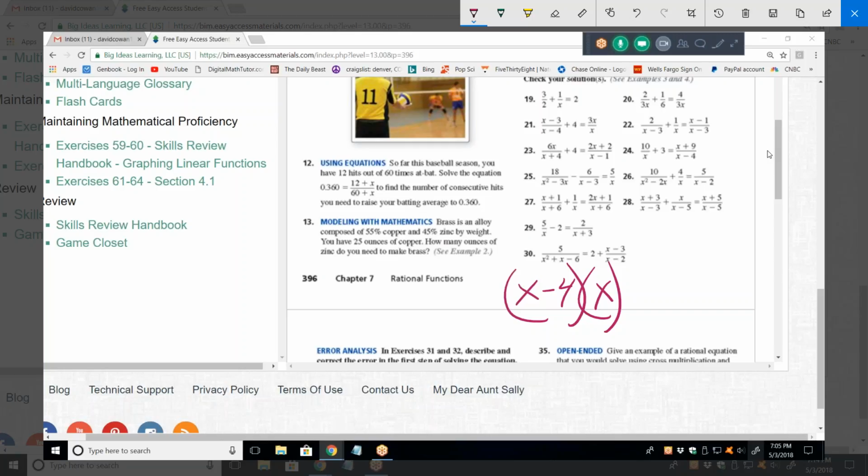I'm going to multiply the left side. When I say the left side, I mean all of it, by that. Can you tell me what that is? So the x squared minus 4x. First of all, is this your first step?